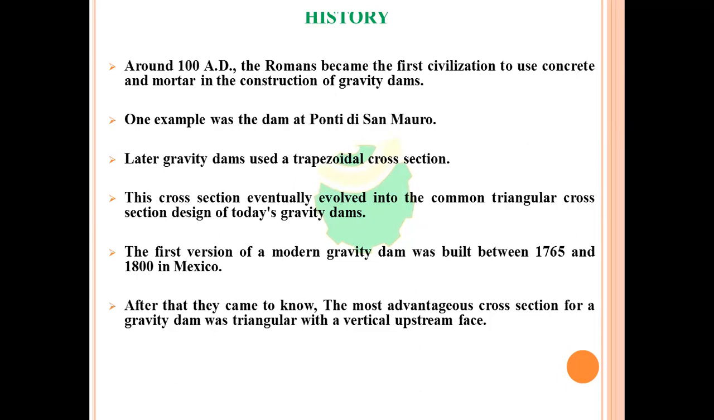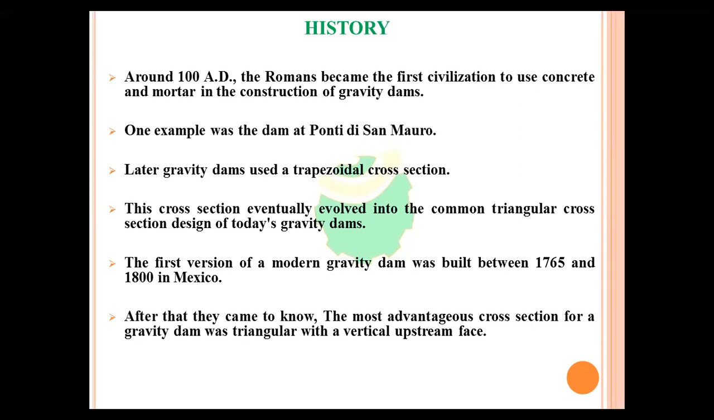Later gravity dams used a trapezoidal cross section. Up to 100 AD, the dam cross section was a straight line shape. But after that, the cross section changed to a trapezoidal shape. A trapezoidal shape means the basement width is very high, and when coming to the top of the dam, it is narrow width.